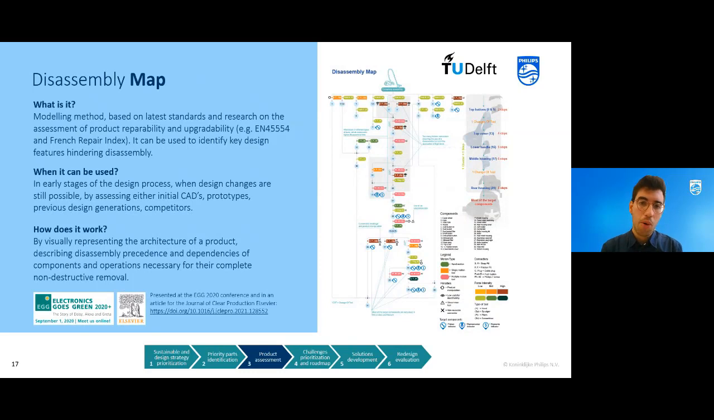Another type of tool that we often use is the disassembly map. This is a bit more complex tool. It's a tool that we developed together with the Delft University of Technology, with the Industrial Design Engineering Faculty. It's a modeling method that allows you to visually represent the disassembly architecture of a product. From this overview, you can immediately understand how difficult or easy it is to disassemble a product and each part. You can see, for instance, where priority parts are located in the overall product architecture, and how many steps you have to do to reach those parts.